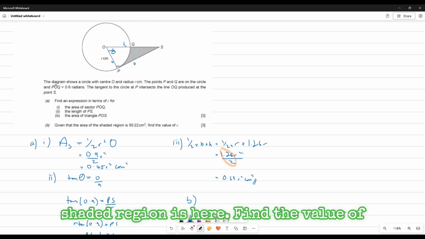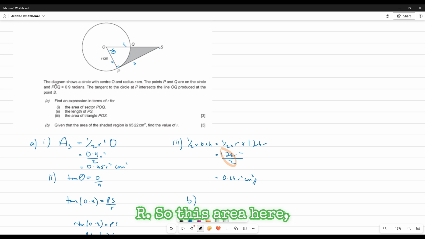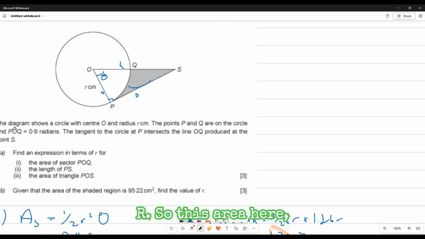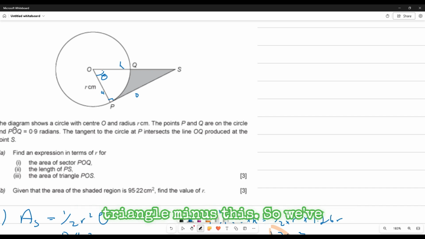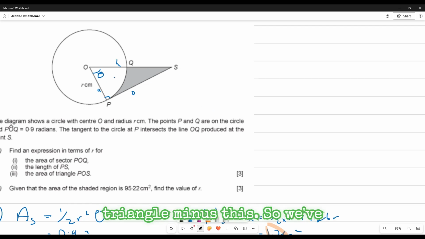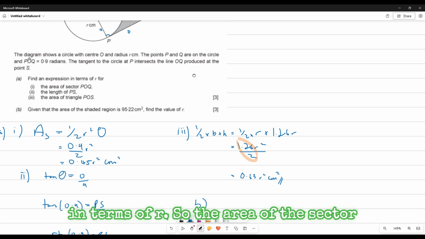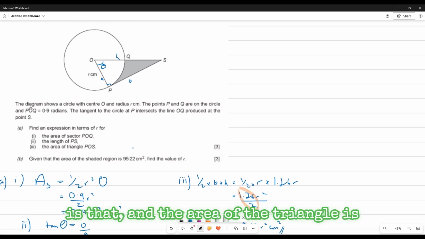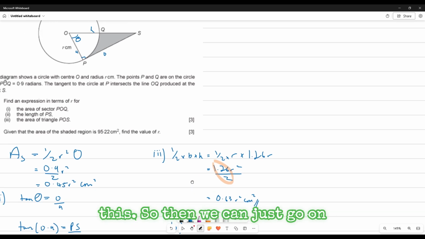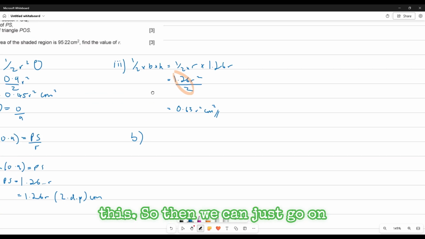And for part b, it says, given that the area of the shaded region is 95.22 centimeters squared, so the shaded region is here, find the value of r. So this shaded area is going to be this triangle minus this sector. We've already got the equations for these two in terms of r. So the area of the sector is that, and the area of the triangle is this, so we can go straight on to do it.